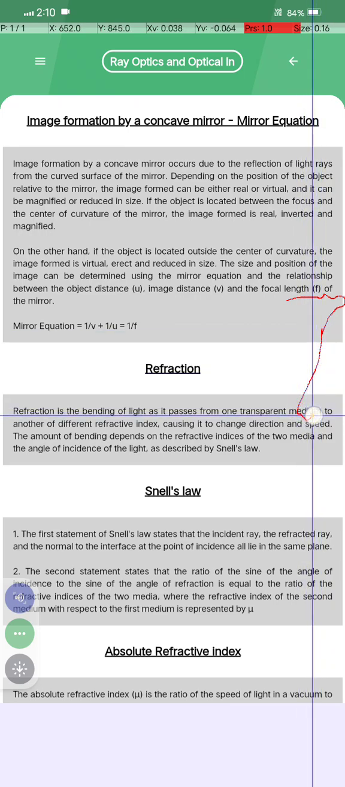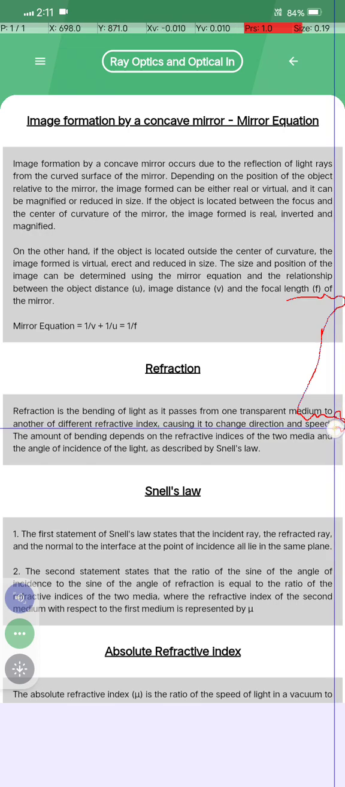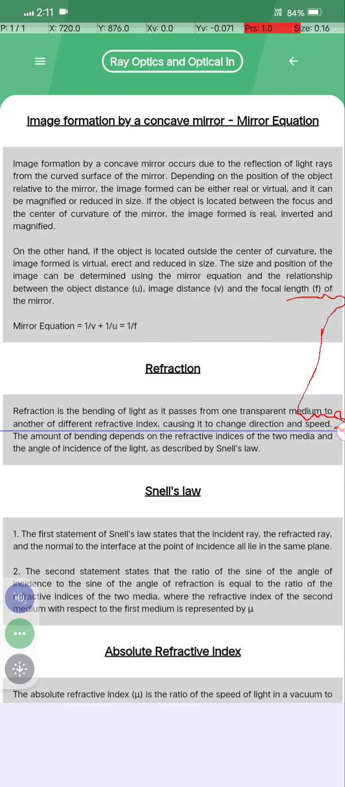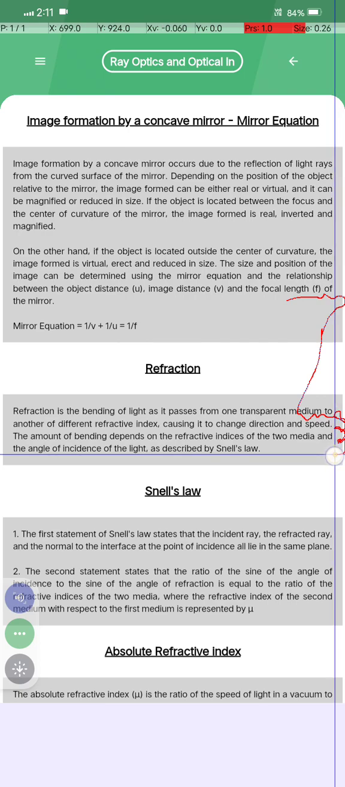Refraction is the bending of light as it passes from one transparent medium to another of different refractive index, causing a change in direction and speed. The amount of bending depends on the refractive indices of the two media and the angle of incidence of the light, and is described by Snell's law.